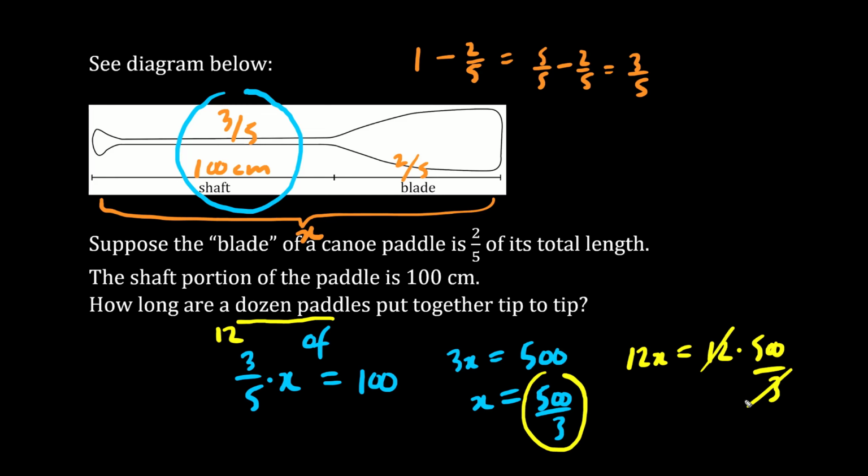Simplifying, 12 divided by 3 is 4. So we multiply 4 times 500, which we can do. 5 times 4 is 20, and we add 2 more zeros. So the total length of all these paddles, tip to tip, is 2,000 centimeters. Or dividing by 100 is the same thing as saying 20 meters long.